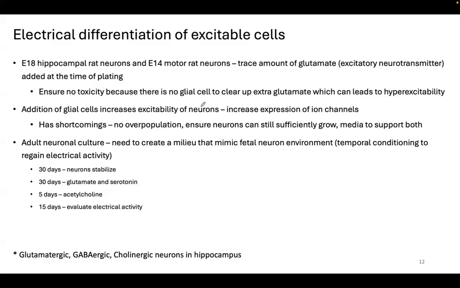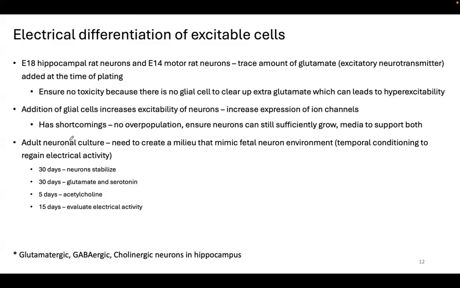So when you have these neurons, you can add some. Let's say you add glutamate. That's an excitatory neurotransmitter, so it does increase their excitability. When glial cells are added, like we talked about Schwann cells, it gets better. People have seen that there is a higher expression of ion channels. But of course, you have to ensure that glial cells are not growing too much. And this is your early embryonic neuron cultures.